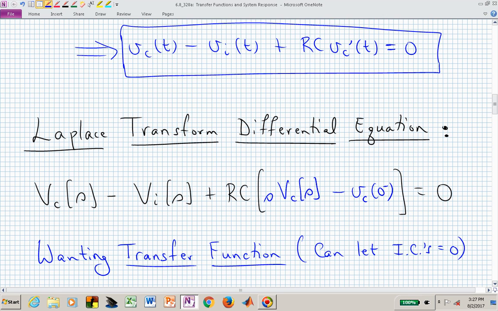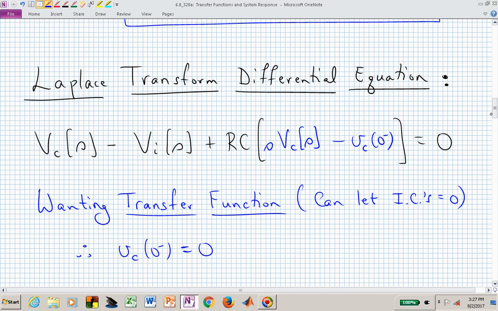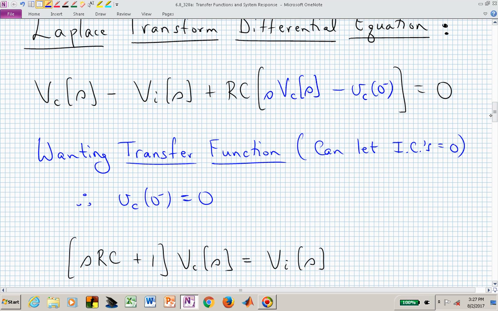Since we're wanting the transfer function, we don't need to worry about transients, so let's just neglect the initial conditions, or we can let the initial conditions equal 0. In so doing, we just set V sub C of 0 minus equal to 0. We can now solve this equation. Now this particular equation has 3 terms. Let's isolate or combine the V sub C terms, and let's combine the V sub I terms and put them on different sides. There's only one V sub I term. Let's add that to both sides. It now appears by itself on the right-hand side.